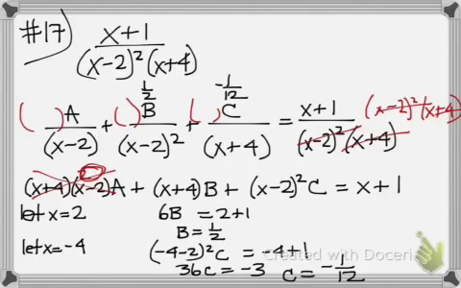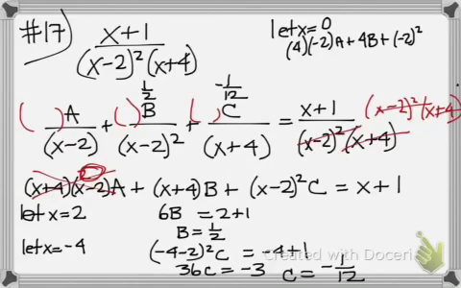So now we have B and C, we just have to figure out what A is. And in order to figure out what A is, we need to let x equal something else, something that we haven't used yet. We've used 2 and we've used -4. I find a lot of times when you're just picking values, 0 is always a nice number to use. So if I let x equal 0 and just plug that in, 0 plus 4 times 0 minus 2 is going to give me 4 times negative 2 times A. 0 plus 4 is 4, so 4B. And then 0 minus 2, quantity squared. Negative 2 squared is going to be positive 4, times C equals 0 plus 1. So 4 times negative 2 is negative 8A plus 4B, plus 4C equals 1.